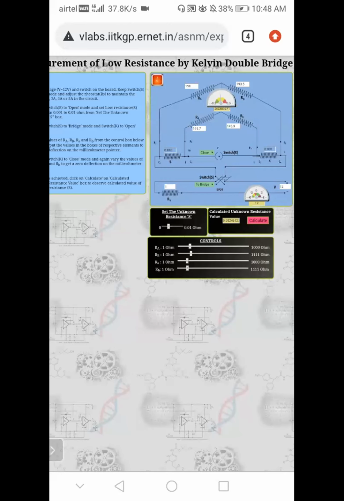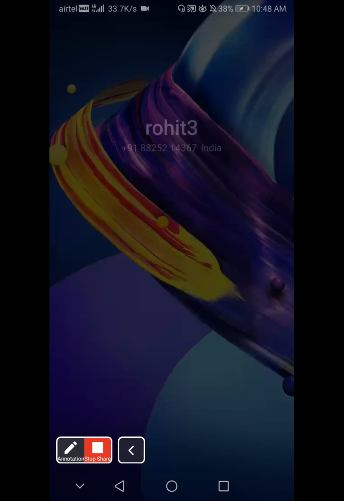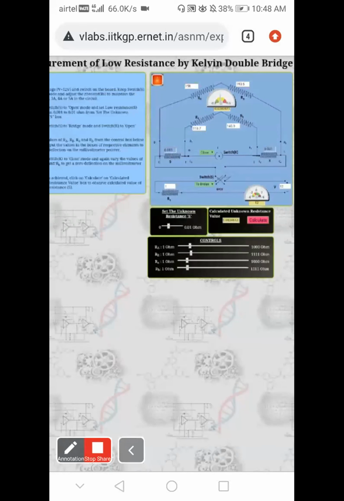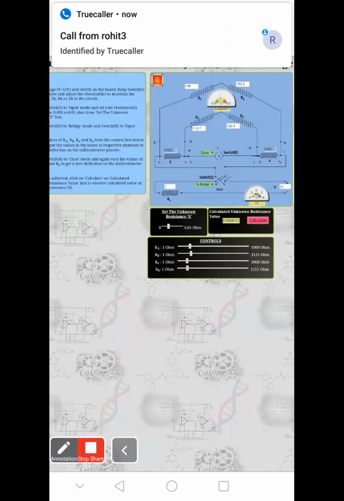Sir, 0.0024 is coming like this. Yes, this is the last digit you can take. So this bridge is used to measure very low resistance. This type of resistance is not like a normal resistance, it is more like a conductance. Whenever you go for measurement of very low resistance, then you can use this. Okay, thank you. Sir, so this is correct? Yes, exactly correct. You can leave. Any other?